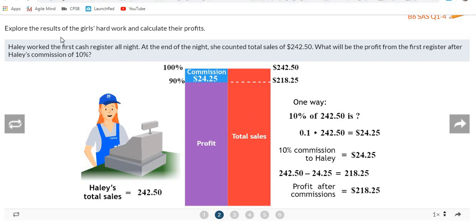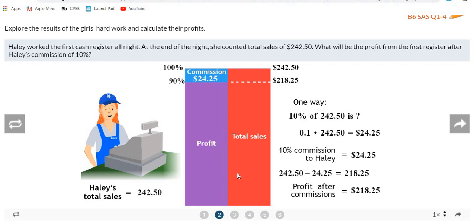Alright, so finally, to answer this question here, which is not in your workbook, we're just discussing, they wanted to know what was the profit from the first register after her commission, after she paid herself, and it was $218.25. Her total sales was $242.50, but she had to take away her commission.